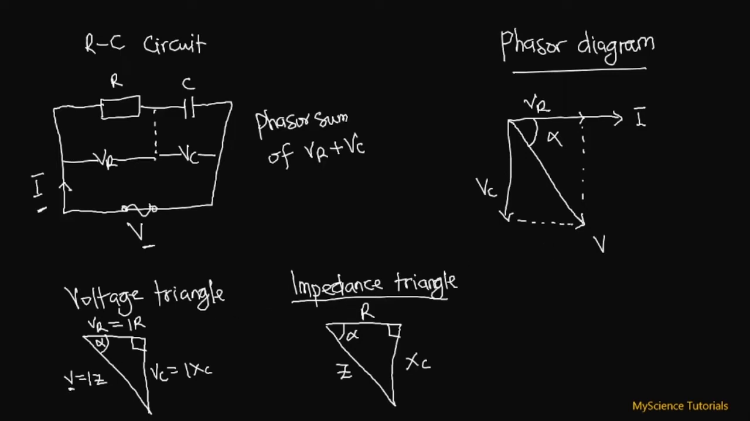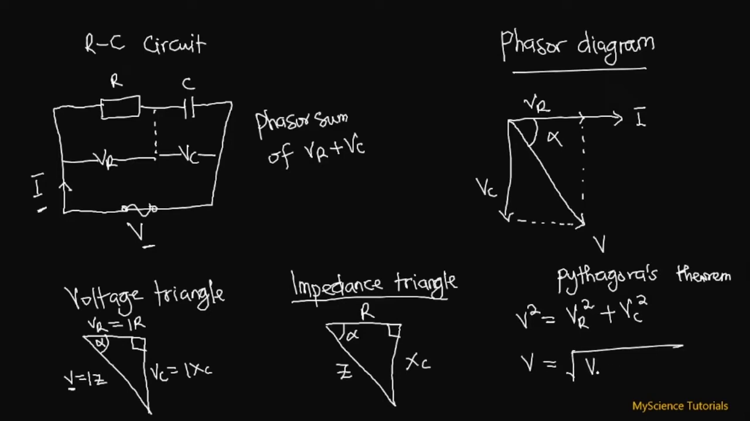Now, if you want to find the voltage over here, which is the applied voltage, we need to use the Pythagoras theorem. So using the Pythagoras theorem, we know that the resultant, which is the longest, or the hypotenuse over here, the resultant square, V squared, will be equal to the adjacent and then the opposite square, the sum of those. So we have VR squared plus VC squared. So if we make V the subject, we are going to get the root of VR squared plus VC squared.